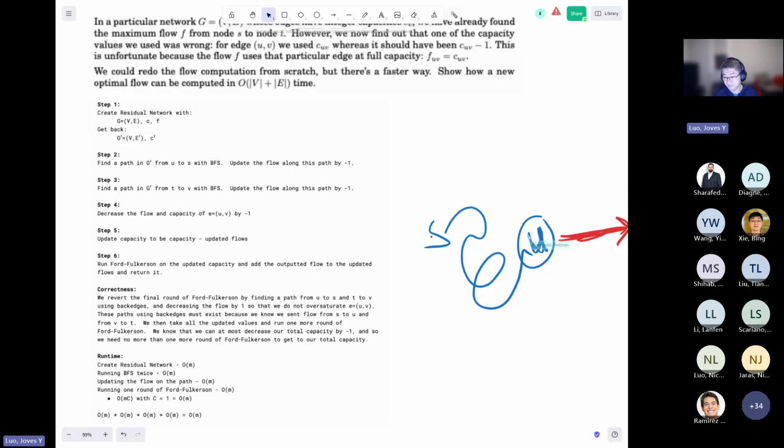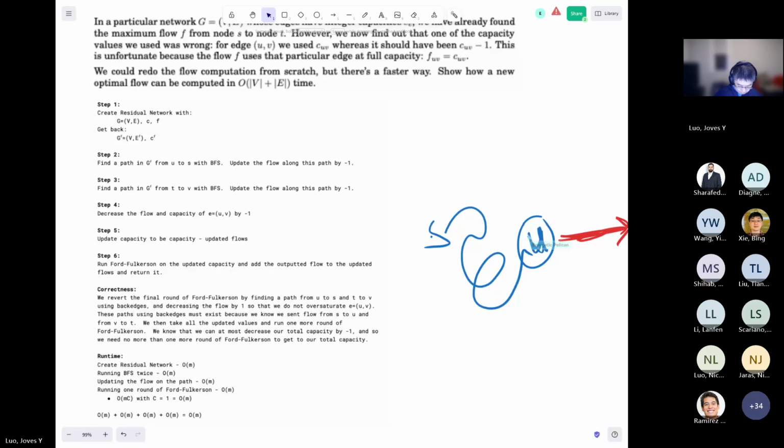Questions, Mahmoud? So I understand step 1 to step 4. We reduce the flow along the path from U to S, and then from T to V, we reduce the flow one more time. And then the edge, we reduce the flow and capacity by 1. But step 5 and 6, I don't understand.